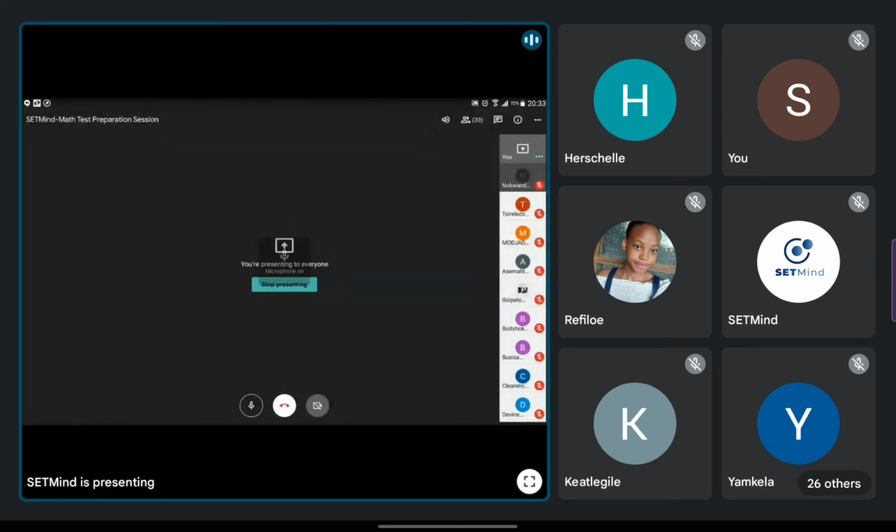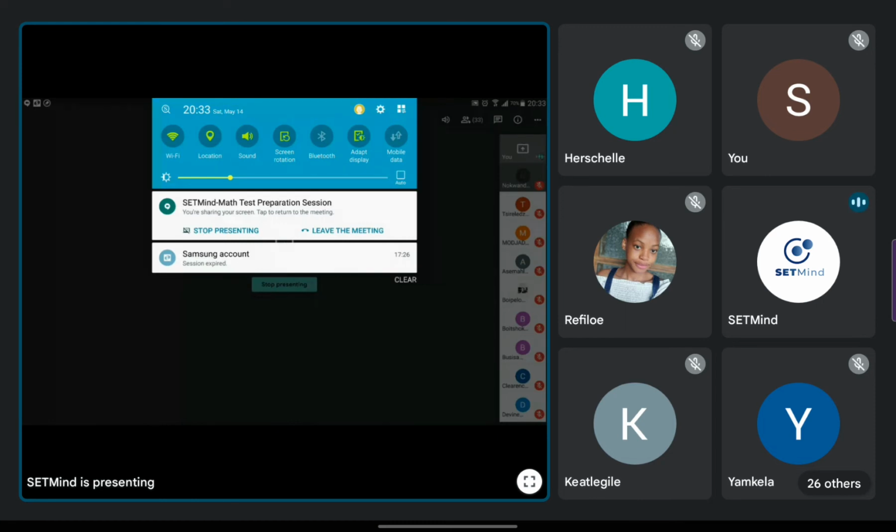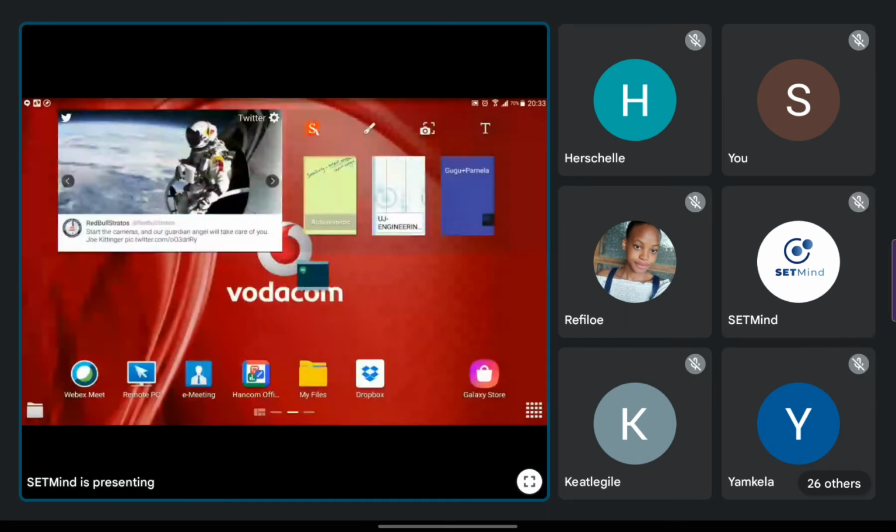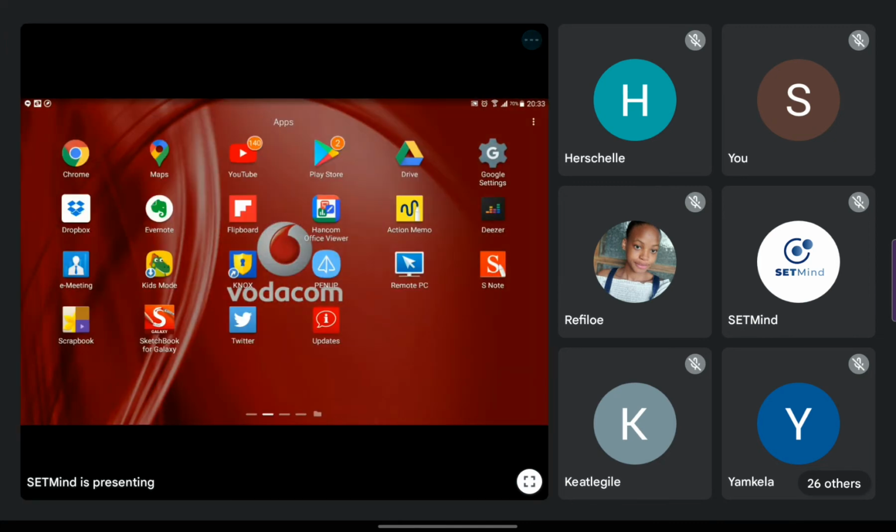Okay, can you now see the screen? Yes, we can see. Looks like Google is working with the lecturers to get people out. Okay, cool.